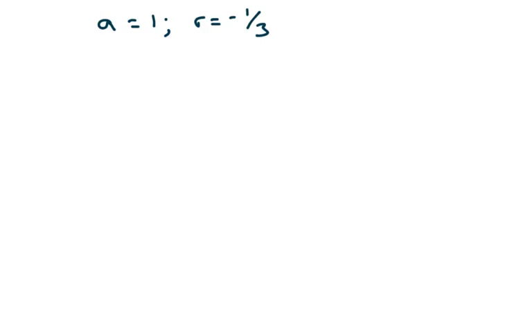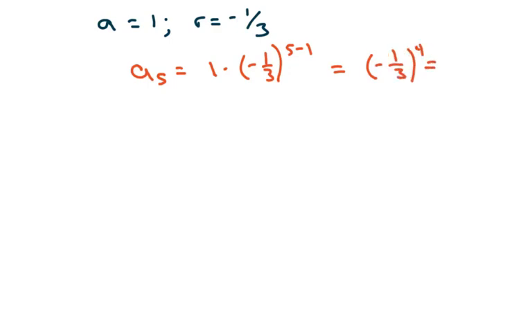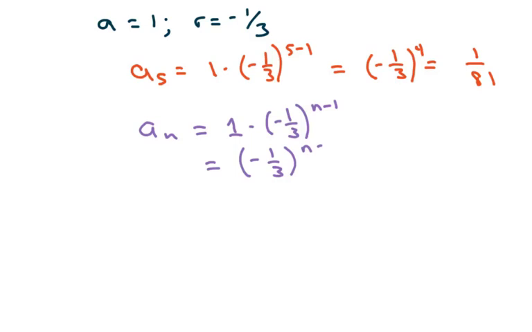And this one, we have our fifth term equals 1 times negative 1/3 to the 5 minus 1, which equals negative 1/3 to the 4th. So that's going to be 1 over 81. And our nth term is going to be 1 times negative 1/3 to the n minus 1. They usually don't put the 1 there, so that's just going to be negative 1/3 to the n minus 1.